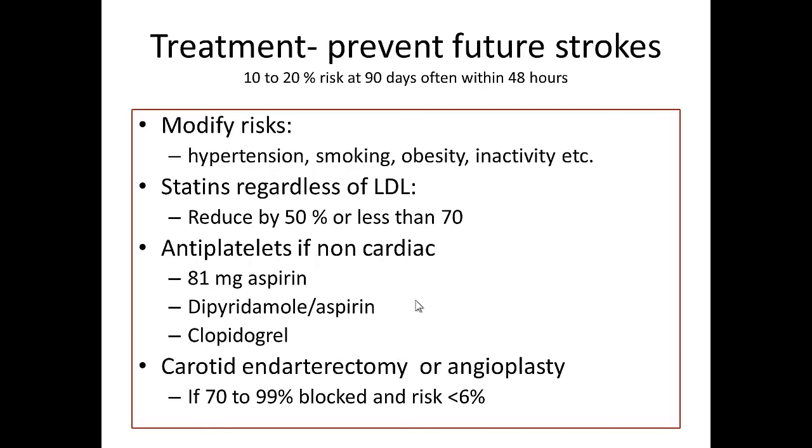So the best thing to do is prevent future strokes when someone comes in with a transient ischemic attack, because 10 to 20% of people will have another incident within 48 hours or even as long as 90 days. So what we need to do is treat their risk factors of hypertension, smoking, obesity, and inactivity. Give them a statin to decrease their LDL. Give them an antiplatelet agent.